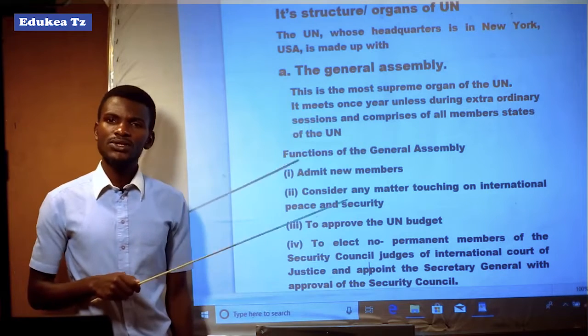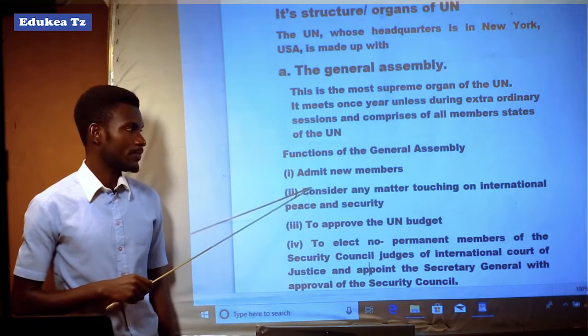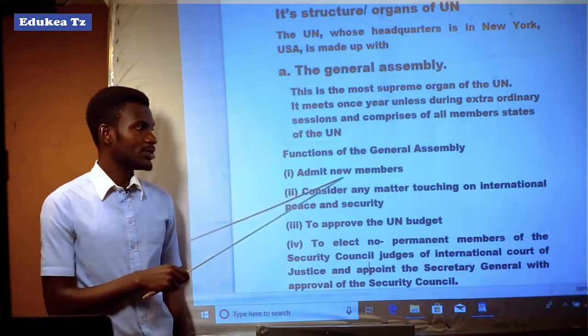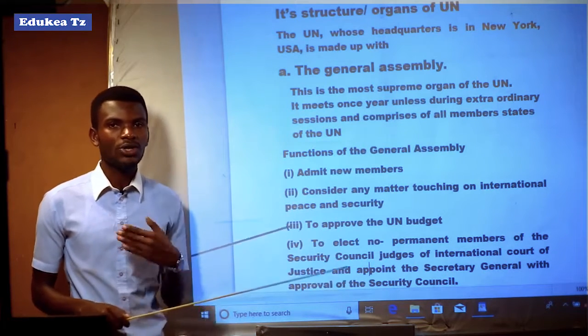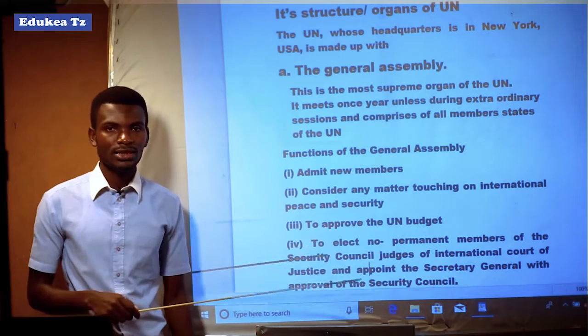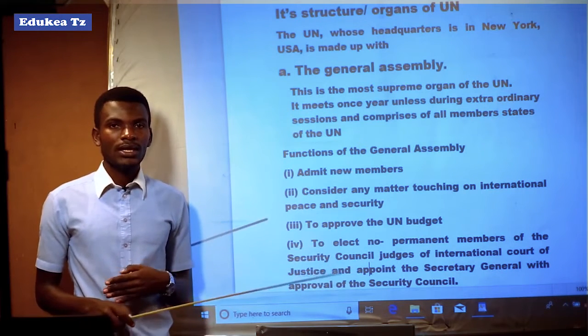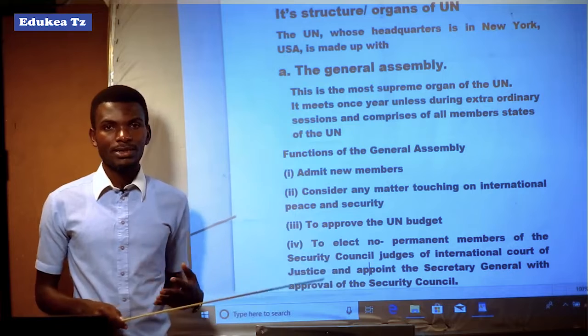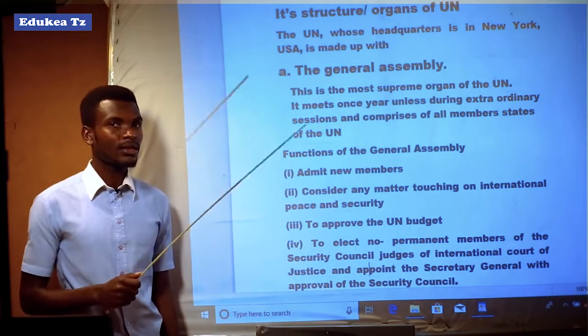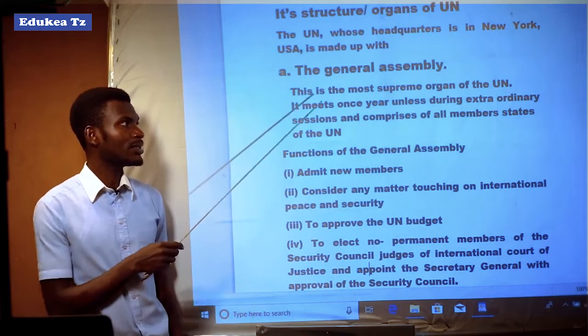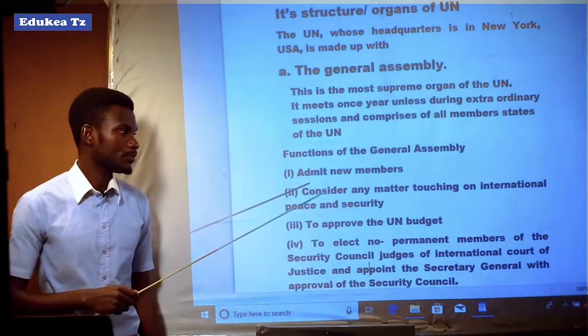Let us see the functions of the General Assembly. The first one, to admit new members. It means to make admission of new members in the organization. So if there is a new independent state which wants to join the UN, that admission is done under the General Assembly.